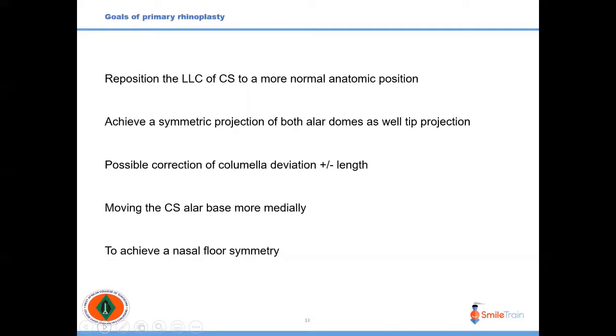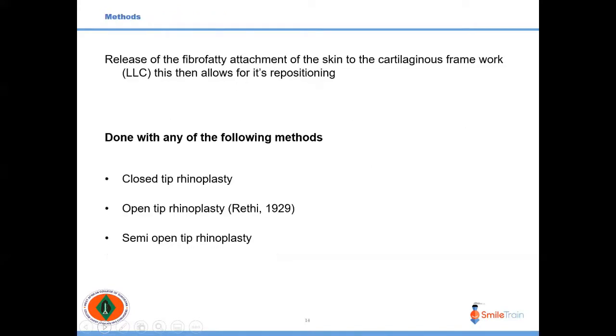Possible correction of the columella deviation with or without lengthening of the columella, and certainly moving the displaced alar base more medially to reduce the nostril width or diameter to achieve a very symmetrical nose or ala.